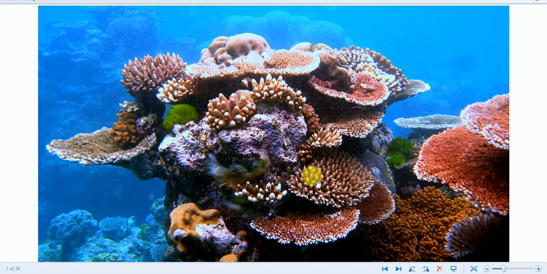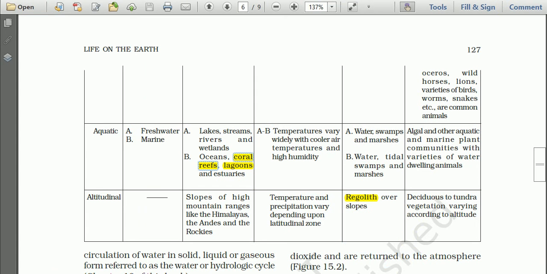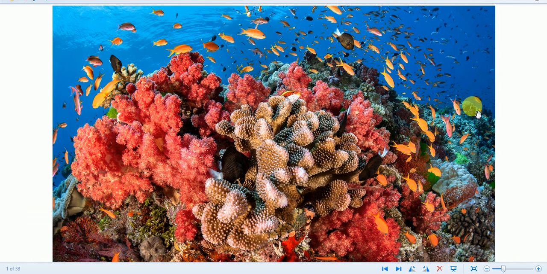Okay, corals are growing here, all these, and here we have another photograph. So this is another photograph showing these coral reefs.